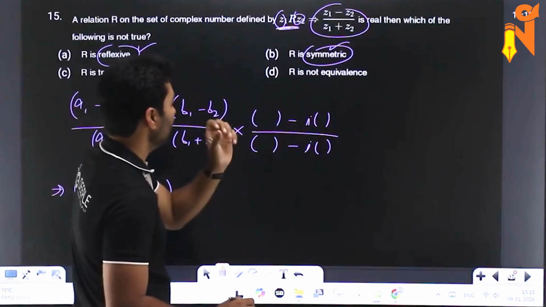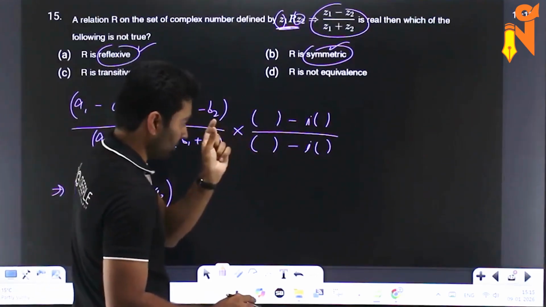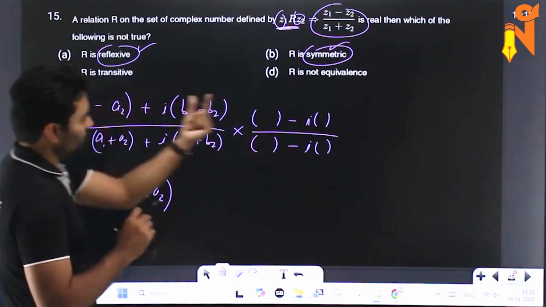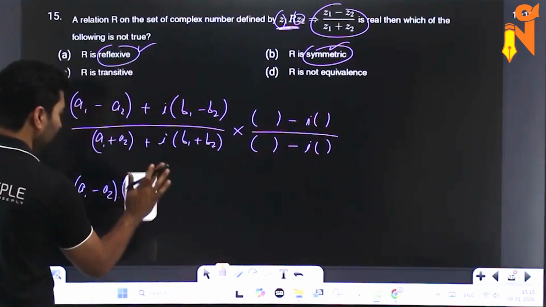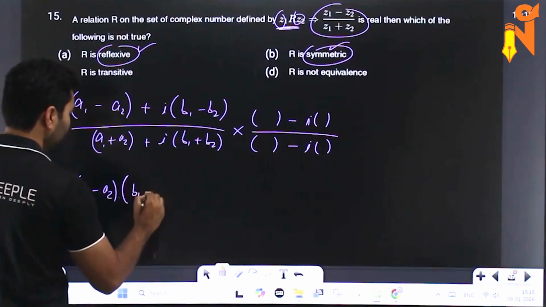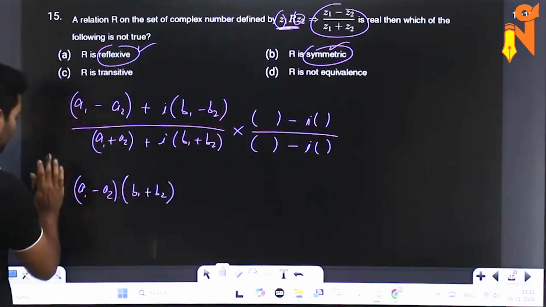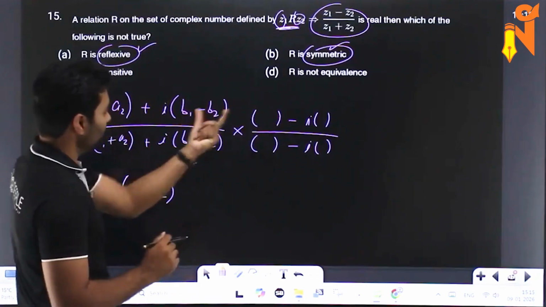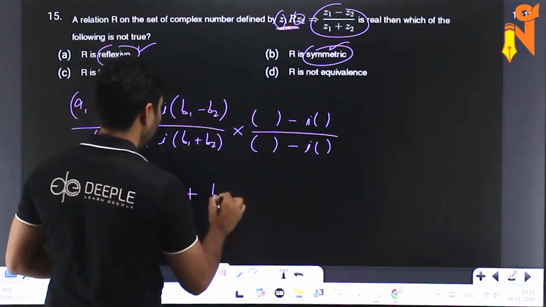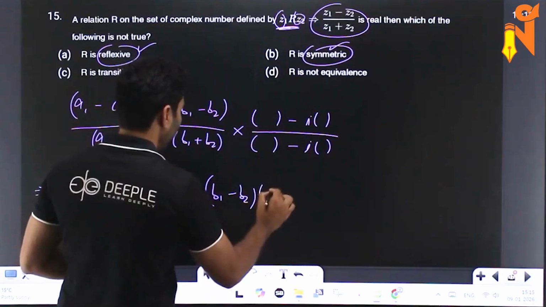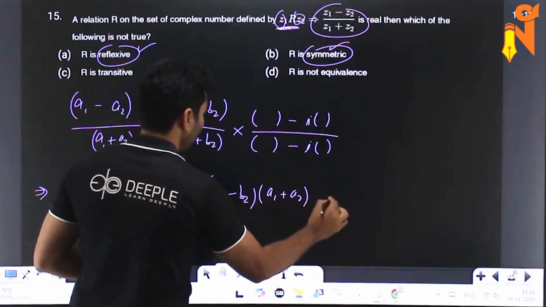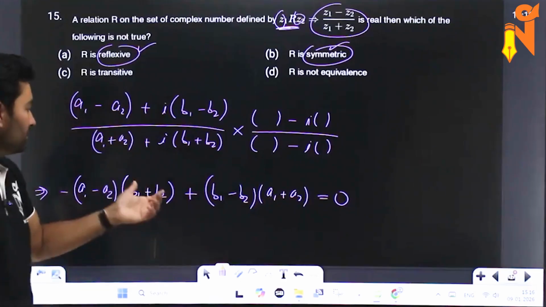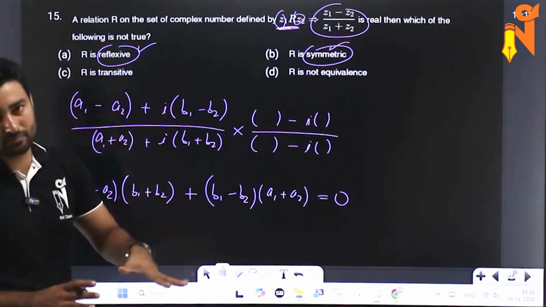Sorry, I want only the iota part to be 0. So this into this, this is actually b1 plus b2 with the minus sign, this into this, then this into this, so plus b1 minus b2 into a1 plus a2 should be equal to 0. What I am doing here is just putting the imaginary part equal to 0.